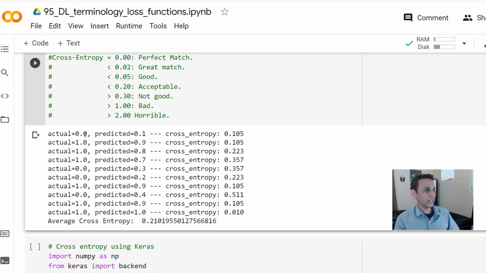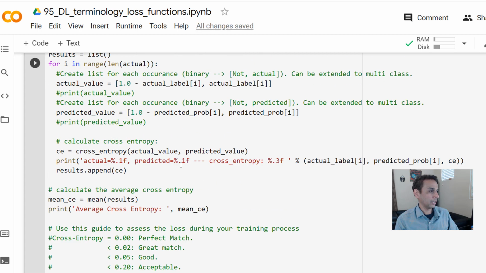If the actual is 0 and predicted is 0.1, our cross entropy is 0.105. And if the actual is 1 and predicted is 0.9, this is also 0.1 away, so the cross entropy is exactly the same. Now, where is the highest one? Right there. Our actual is 0, the predicted is 0.4, right? It's further away.